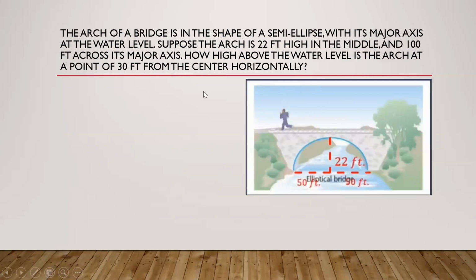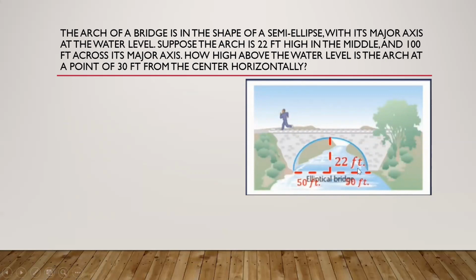Now, the arc of a bridge is in the shape of a semi-ellipse with its major axis at the water level. Suppose that the arc is 22 feet high in the middle and 100 feet across its major axis. How high above the water level is the arc at a point 30 feet from the center horizontally?